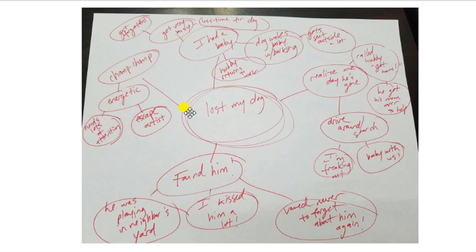Okay, so when I did the center of my map, I wrote basically what the topic of my story is, the story of when I lost my dog. So that's the center. How many lines do I have coming directly off of that? I have 1, 2, 3, 4. So for now, I am going to say that each of these offshoots is going to be its own paragraph.